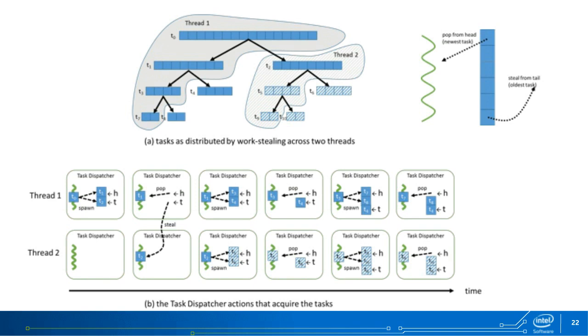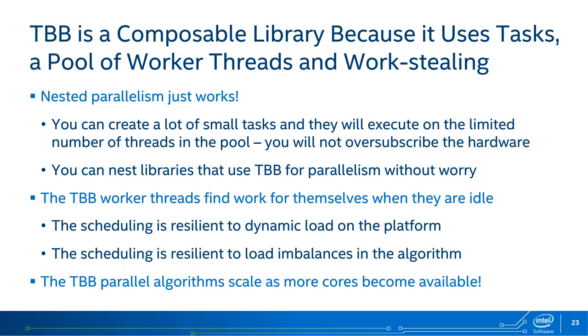TBB is a composable library because it uses these tasks, a pool of worker threads and work stealing. So nested parallelism just works. You can create a lot of small tasks, and they'll execute on the limited number of threads in the pool, and you're not going to oversubscribe the hardware. And you can nest libraries that use TBB for parallelism without worrying about it. Now, typically, as end users, we're not going to be creating tasks explicitly. We're going to be using these higher-level parallel algorithms to create tasks for us. But it's nice to understand what's going on underneath that makes TBB a good choice for expressing your parallelism.